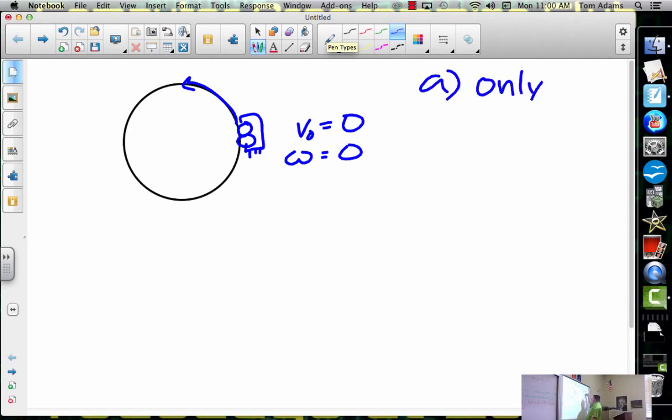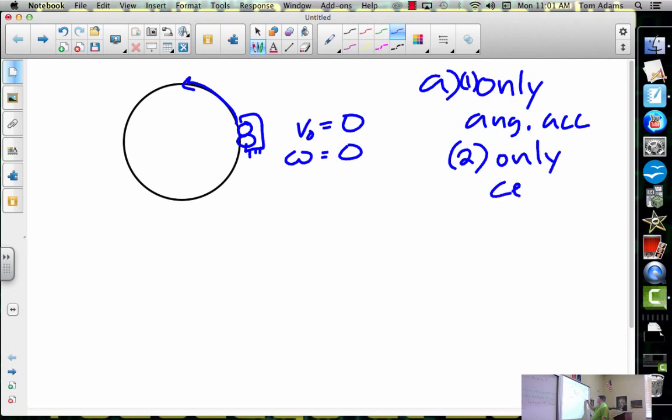Does it experience only, let me write it in the same order of the book, angular acceleration? Okay, so that's option number 1. Option number 2, only centripetal acceleration? Both. So let's talk about angular acceleration and centripetal acceleration.